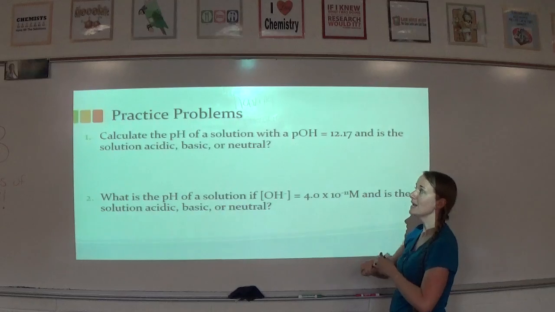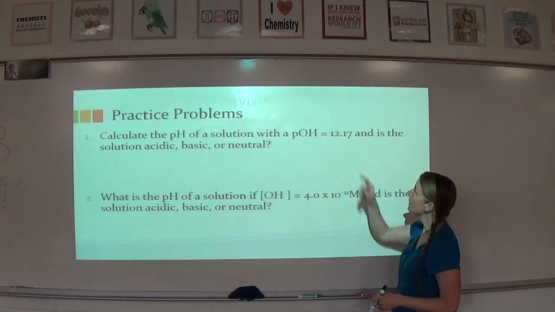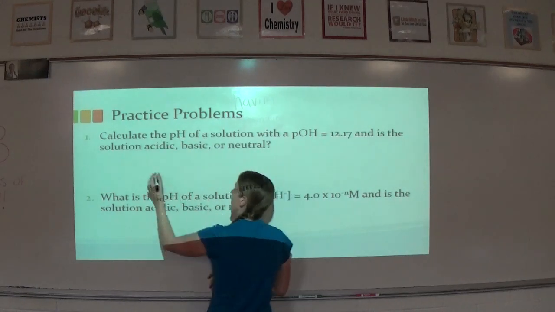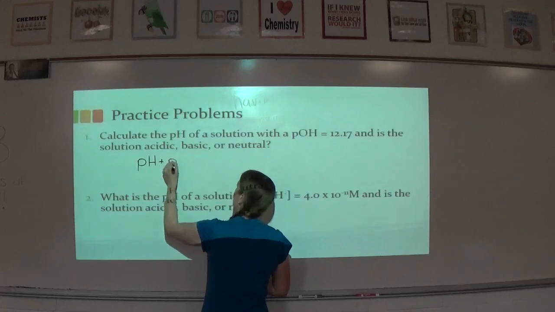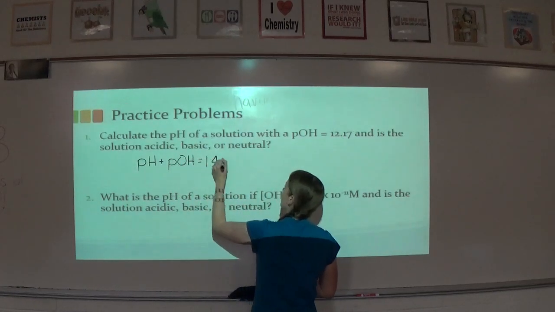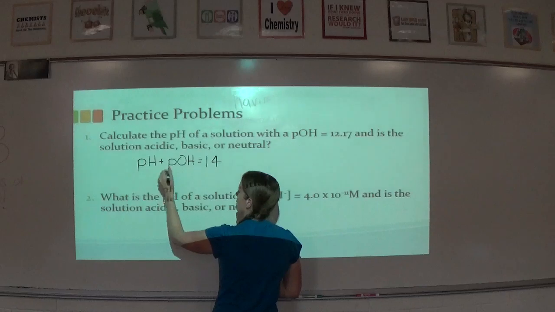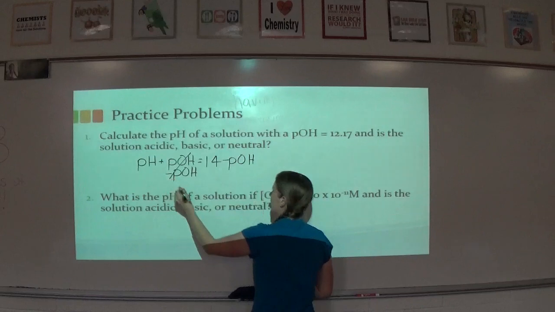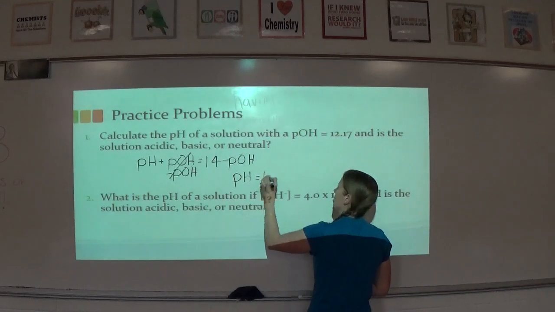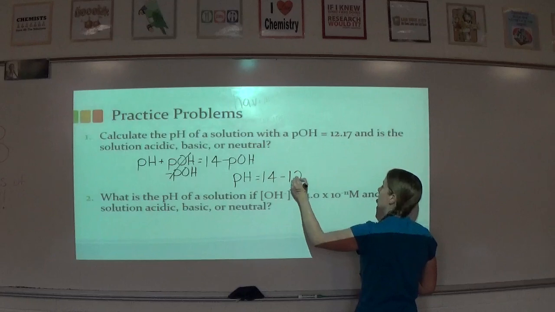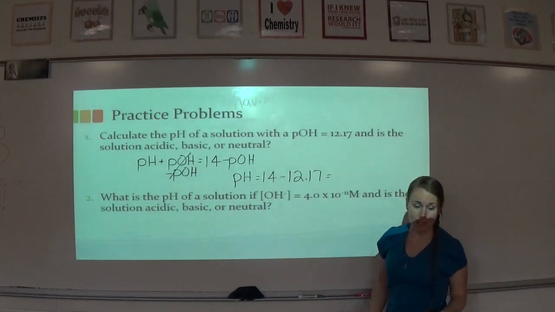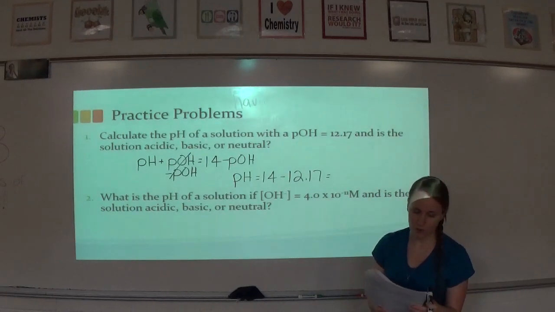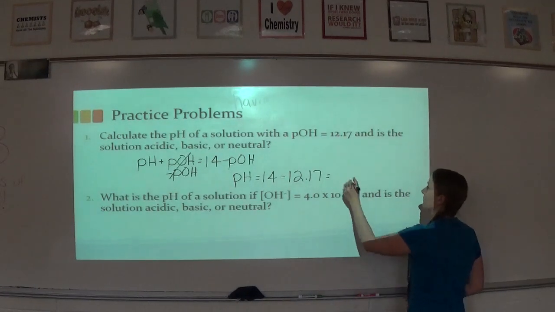So it says calculate the pH of a solution with a pOH of 12.17, and is it acidic, basic, or neutral? Well, if you remember, our formula to get between pH and pOH was pH plus pOH equals 14. So I'm looking for pH, so I'm going to subtract pOH from both sides. So pH equals 14 minus pOH, which is 12.17. And so once I subtract that, I did not get 11.83. I'm clearly looking at the wrong one. I got 1.83.